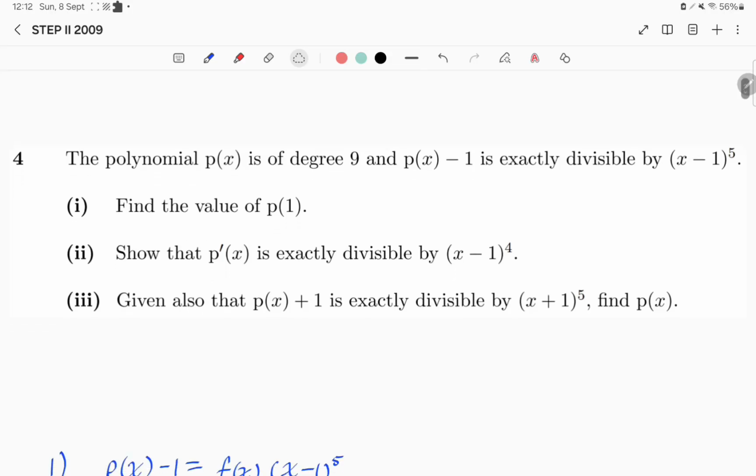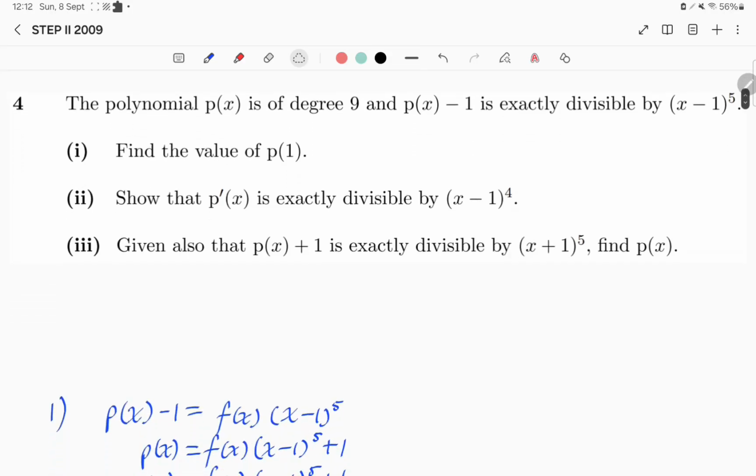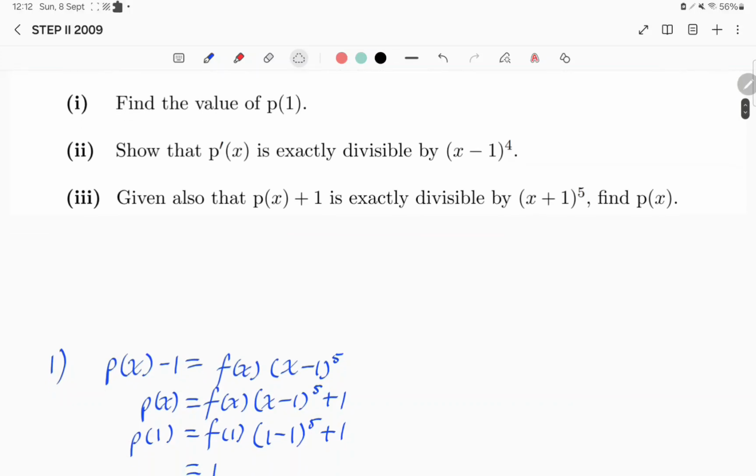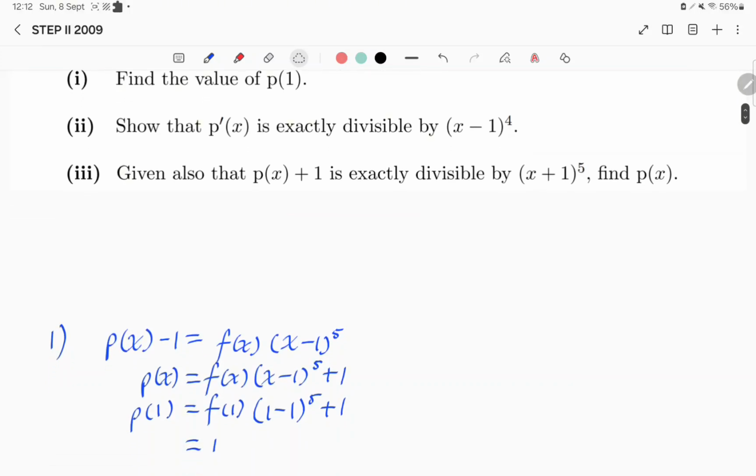Let's get started. So, for part 1, if we write p of x minus 1 is equal to f of x times (x minus 1)^5, where f of x is a quartic function, then we can write p of x is equal to f of x multiplied by (x minus 1)^5 plus 1. Therefore, p of 1 is simply equal to 0 plus 1, which is 1. Now let's move on to part 2.